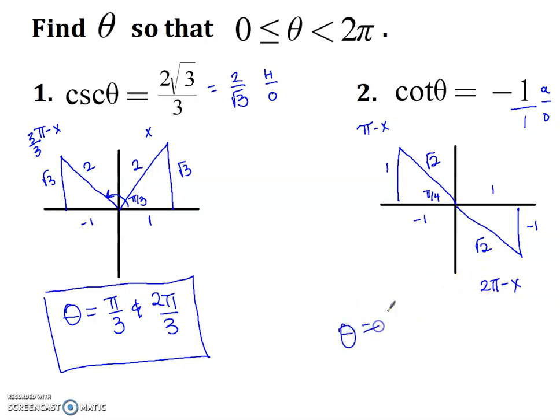So these angle measures: pi minus pi over 4, so that's like 4 pi over 4 minus 1 pi over 4. That'll be 3 pi over 4. And then in quadrant 4, that's 2 pi, which is like 8 pi over 4. So 8 pi over 4 minus 1 pi over 4, 7 pi over 4.